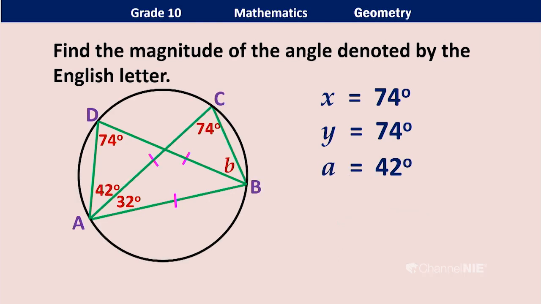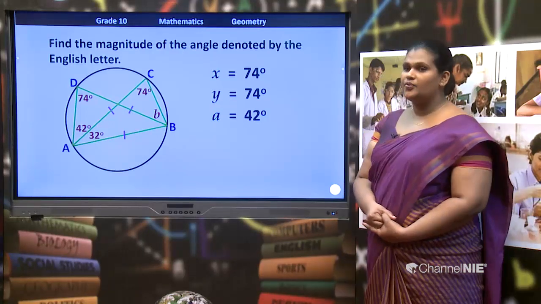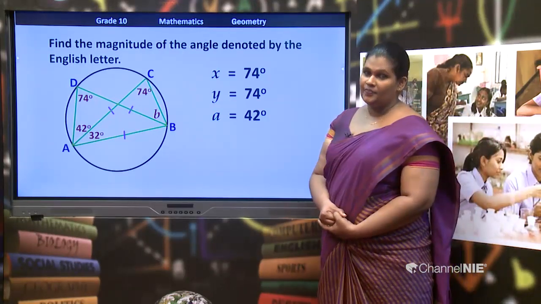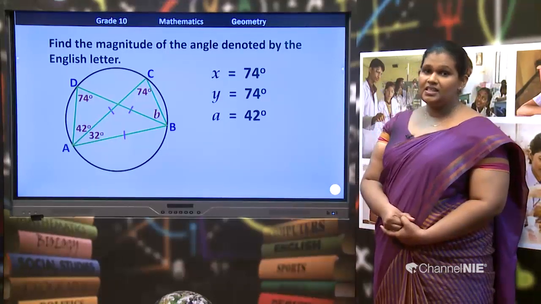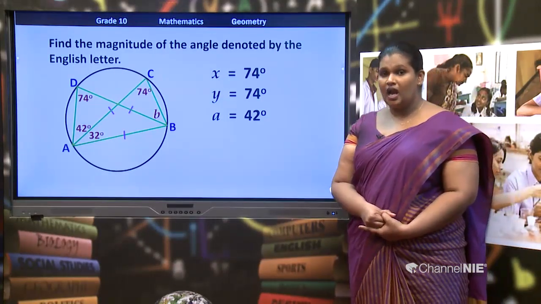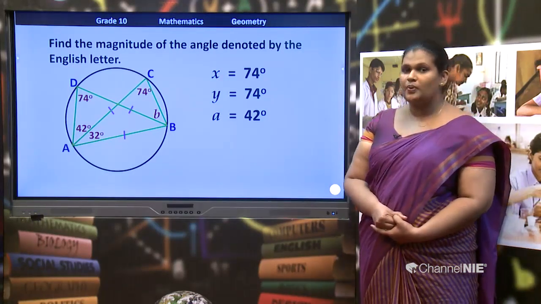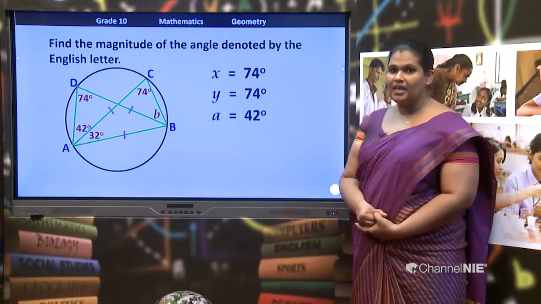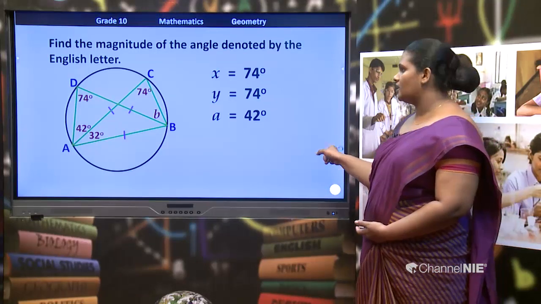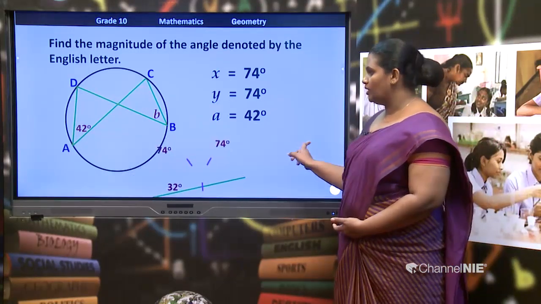Right. Now, we have got the value of x, y and A. Finally, we have to get the value of B. Have you observed that angle A and angle B are on the same segment? Right, therefore, the magnitude of angle A should be equal to the magnitude of angle B. Therefore, we can get the magnitude of angle B as 42 degrees.